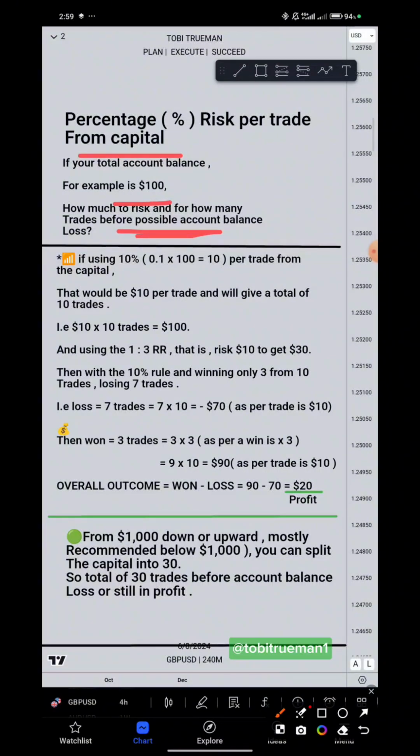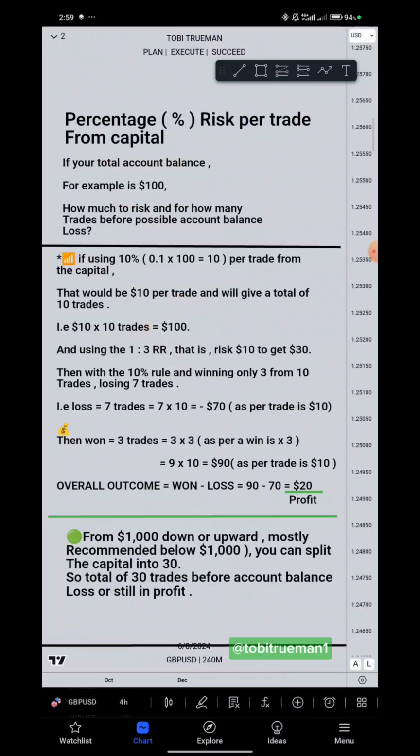So if for example we are using the 10% rule, whereby we risk $10 from our $100. So that is what I've done here per trade. That will be $10 we are risking per trade. If you do the mathematics, you see that $10 times 10 is going to give us $100, as our capital here is $100.